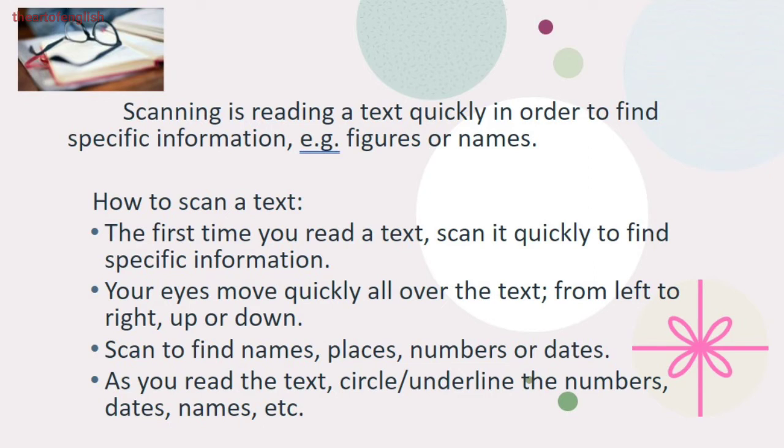The first, you need to read a text and scan it quickly to find specific information. Your eyes move quickly all over the text from left to right, up or down. And then scan to find the names, places, numbers, or dates. And then the last, as you read the text, circle the numbers, dates, names, etc.